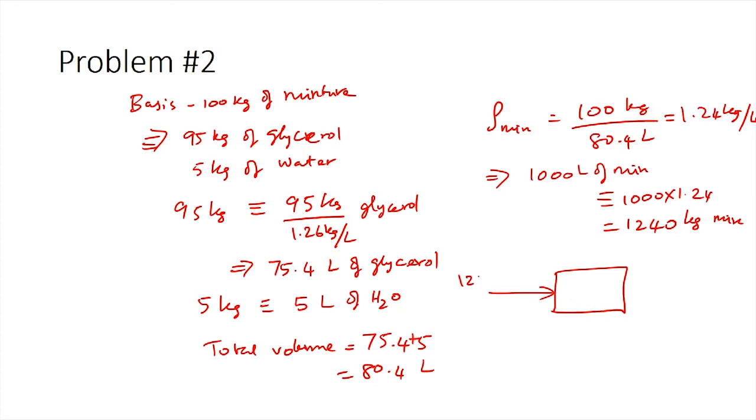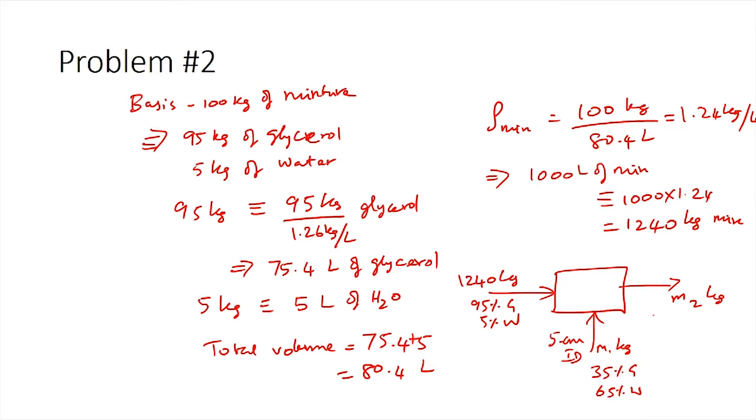So, the process flow chart would look something like this. You would have 1240 kilograms of 95% glycerol, 5% water coming in. You also have M1 kilograms of 35% glycerol, 65% water coming in through a pipe with an inner diameter of 5 centimeters. So, the final flow stream is, let us call it M2 kilograms, and this contains 60% glycerol and the rest 40% is water.